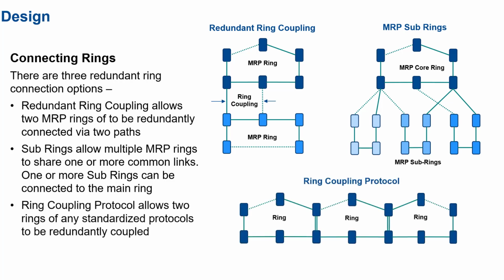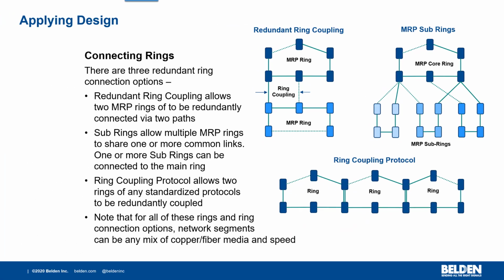And then we have Ring Coupling Protocol, or RCP, which allows two rings of any standardized protocol or protocols to be redundantly coupled, meaning that one ring can be DLR, the other ring can be MRP, the other can be RSTP, the other can be HSR, and so on and so forth. And it goes without saying, any of these network segments can be any mix of copper and/or fiber and speed. So it gives you a ton of flexibility in designing your networks.